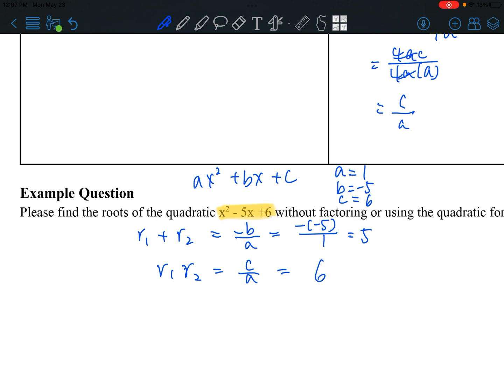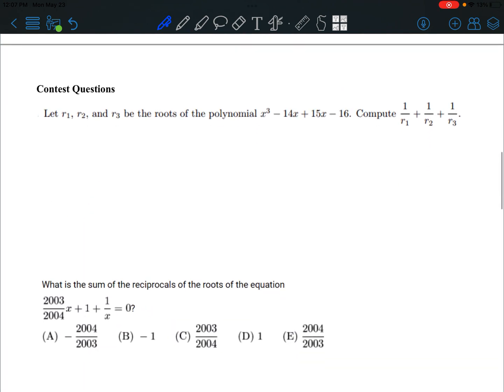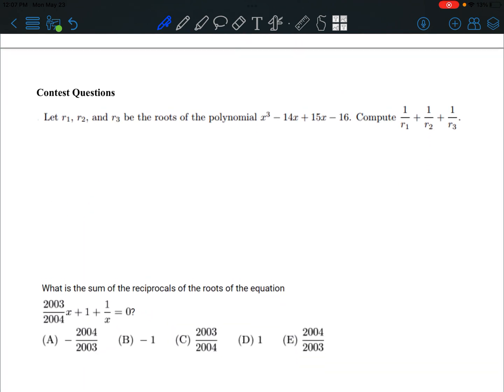So we can just see with trial and error that 2 times 3 is equal to 6, and 2 plus 3 is equal to 5. So the roots are equal to 2 and 3. Now let's solve some contest questions.